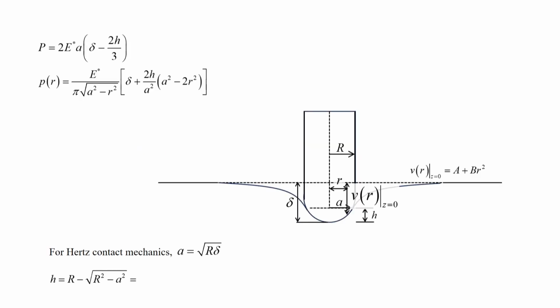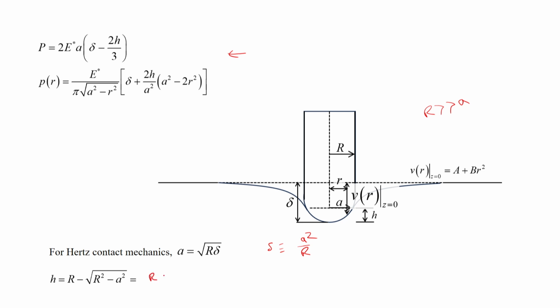For that we need to consider that when Hertz derived his equation, he made certain assumptions. One assumption is that this capital R is much larger than a. As a result, delta is given as a square by R. Those derivations we have discussed earlier. So we will substitute delta equal to a square by R in these equations, and h can also be approximated, because in Hertz mechanics capital R is much greater than a.